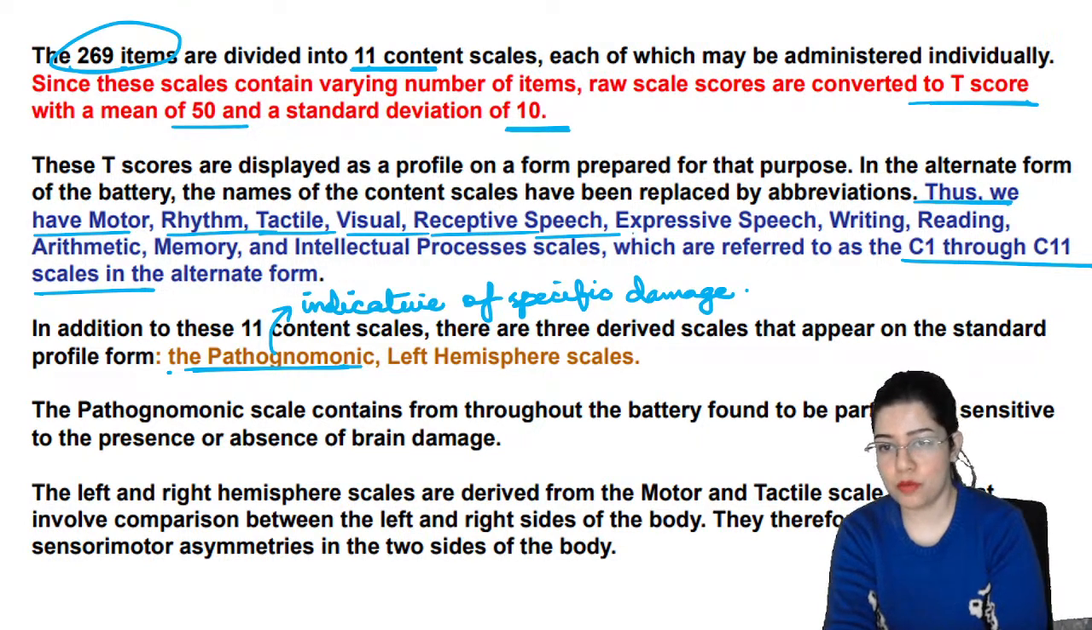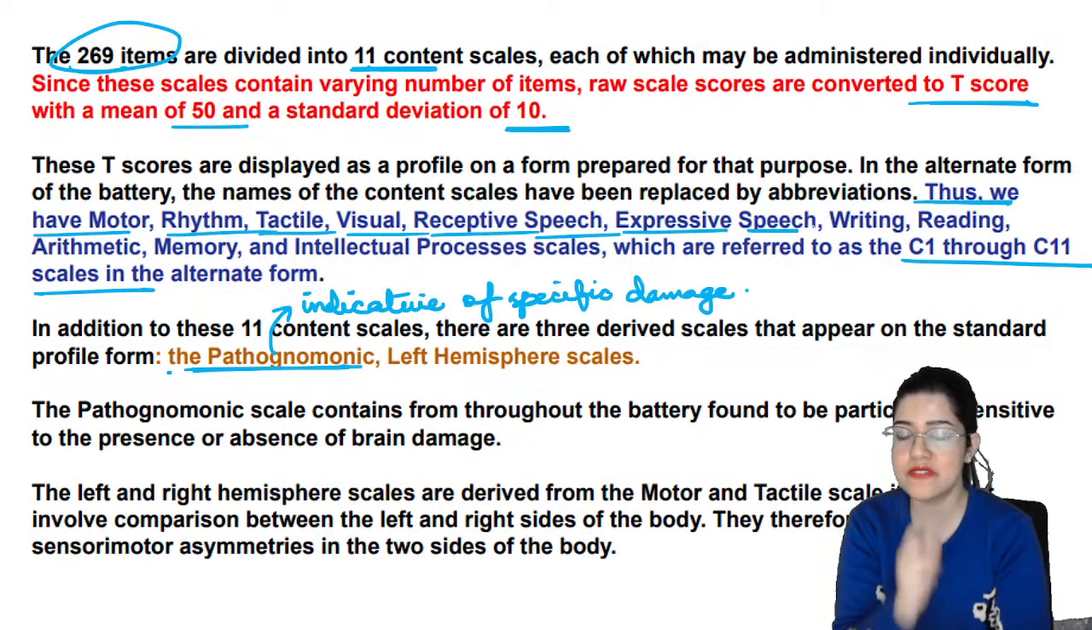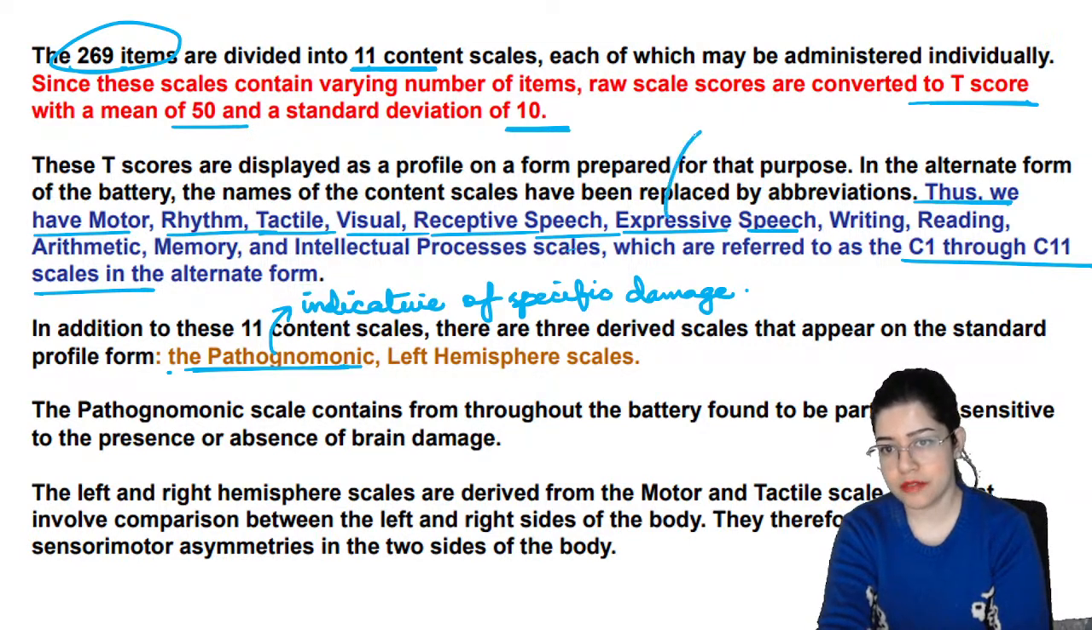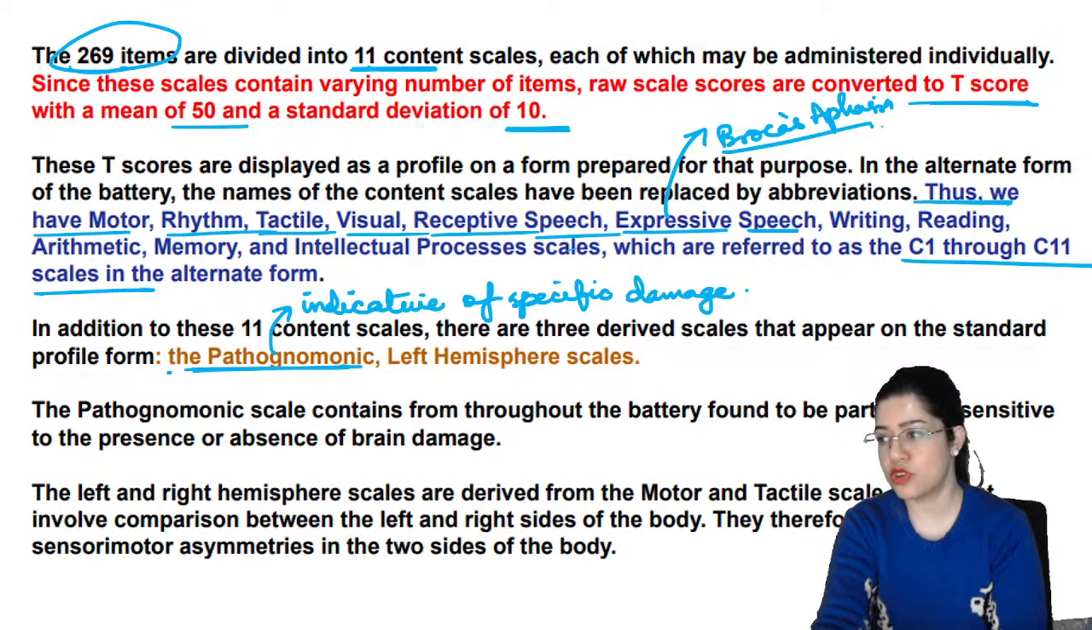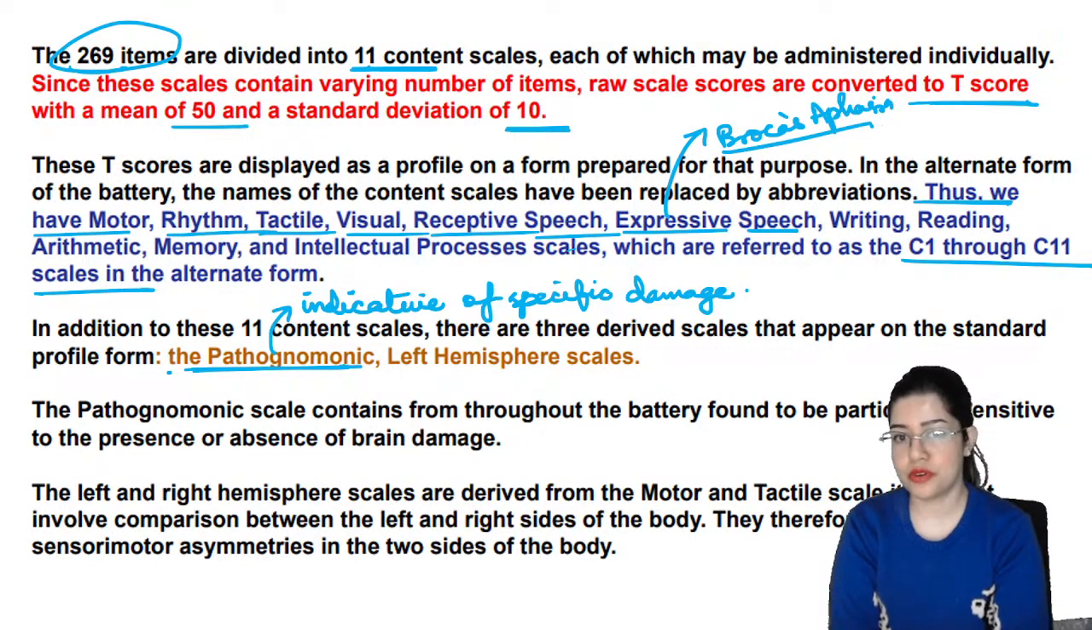Meaning, if I have a problem with expressive speech and expressive speech only, not speech comprehension, can I say that the damage is in Broca's area? Broca's aphasia indicates that, no? That is what I mean by pathognomonic scale. Very, very good.